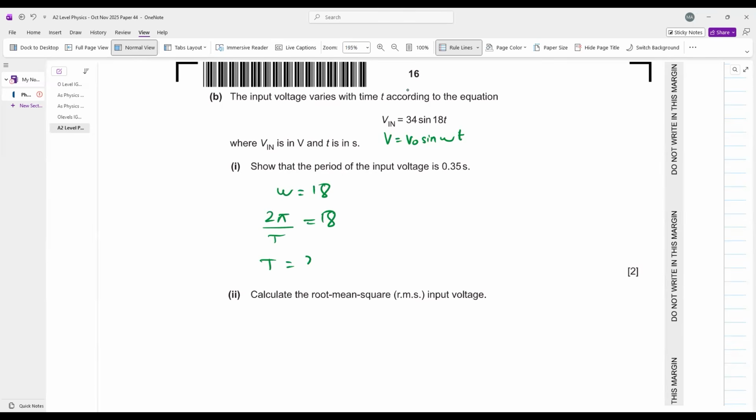Can you calculate the time period? 2 pi divided by 18. What does your time period come out to be? Anyone in the chat? Yes, what does the time period come out to be?